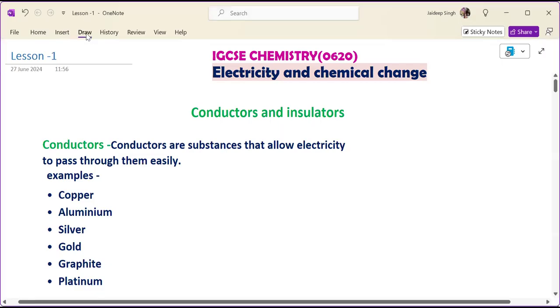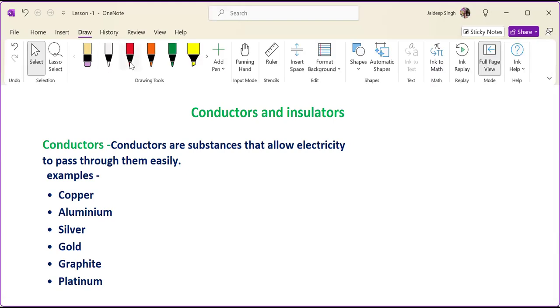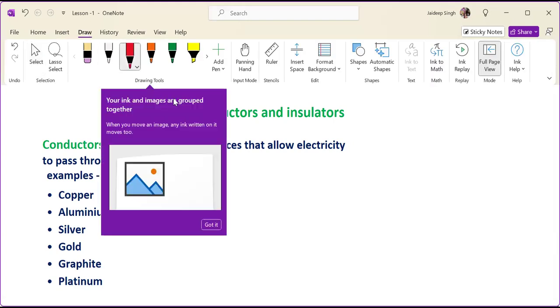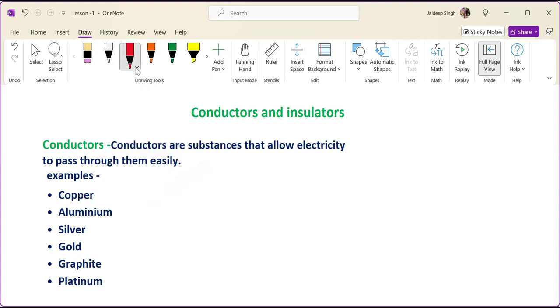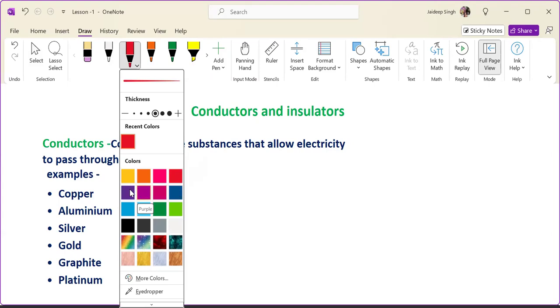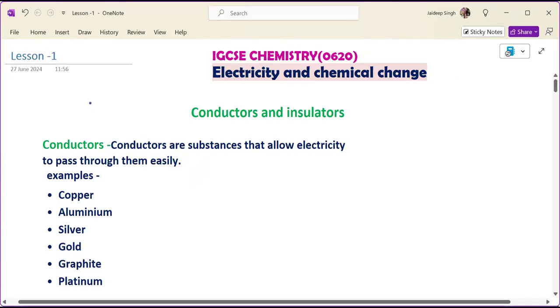Hello students. Today we are going to study electrochemistry, and we will study some basics of this. Conductors and insulators.